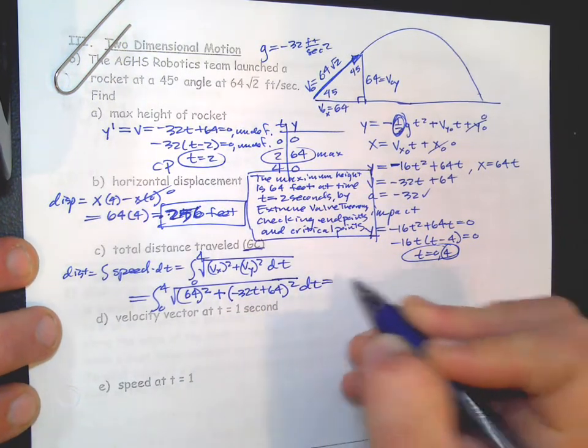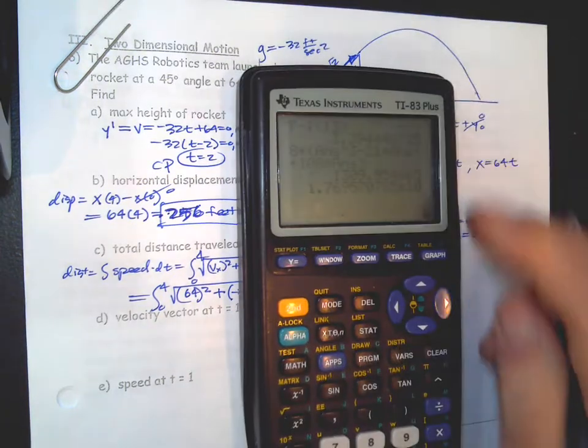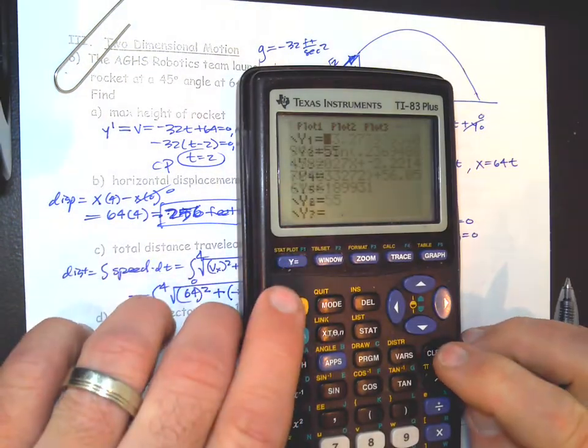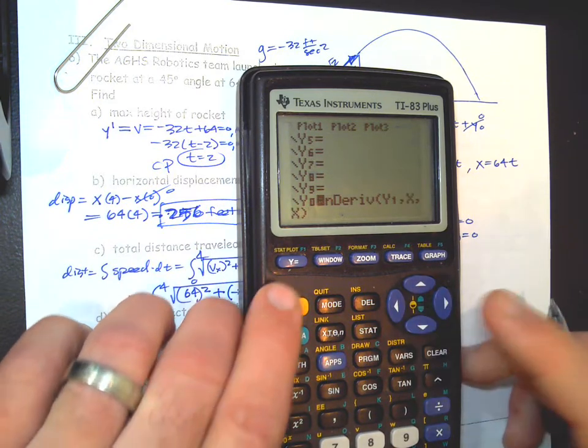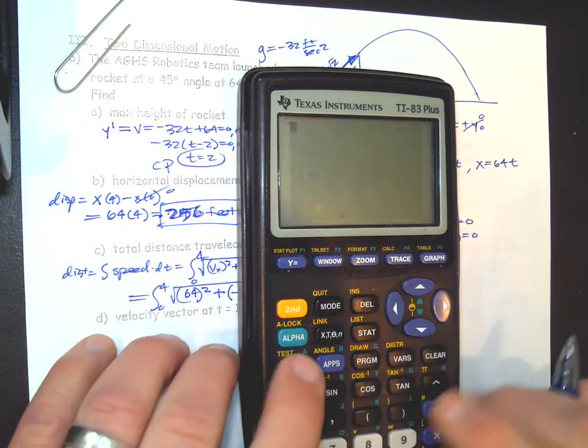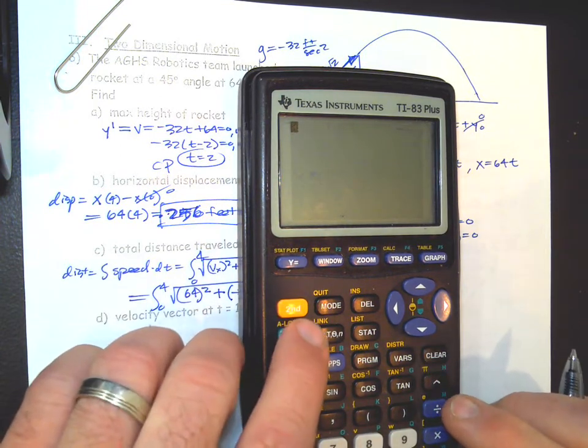And then on your calculator, using your graphing calculator, you don't need to be in parametric mode. I would not be in that mode. I would just do math 8. No, sorry. Math 9.